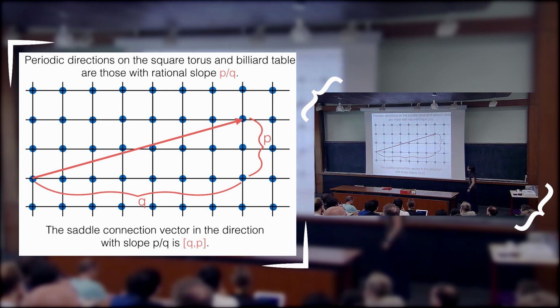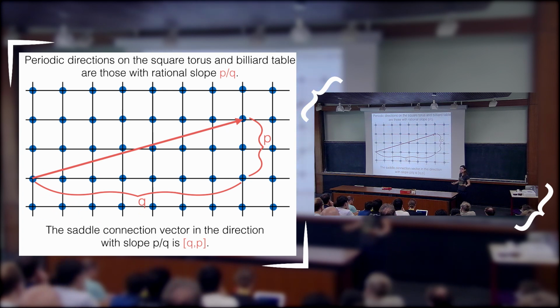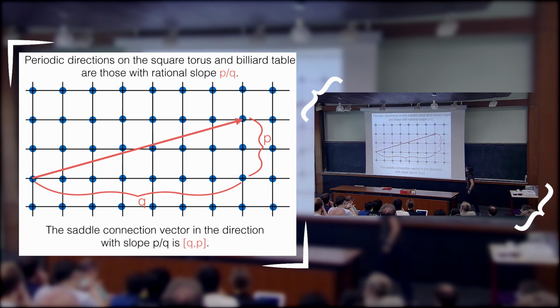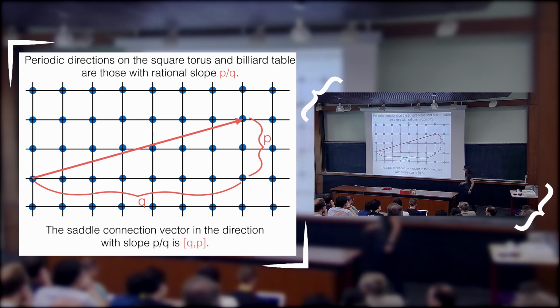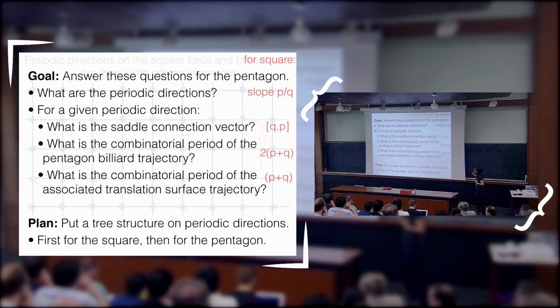Great. So periodic directions on the square are those with rational slope p over q. And you might want to know what the saddle connection direction for the square torus is in that direction. Again, pretty easy to do. You can just draw this as a vector between two lattice points and see that the saddle connection vector is (q, p). So there we go.